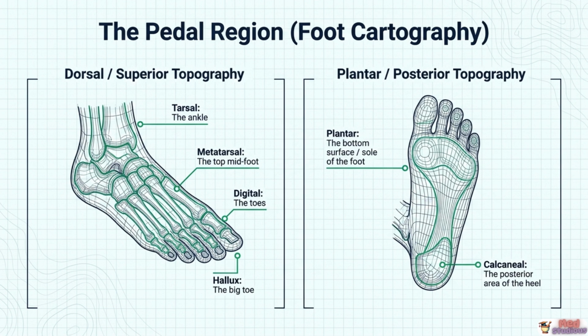The metatarsal region covers the top midfoot, the dorsal surface of the 5 metatarsal bones that form the skeletal bridge between the ankle and the toes. The digital region covers the toes, the phalanges of all 5 digits, and the hallux is the specifically named region of the big toe, the anatomical equivalent of the pollex in the hand.